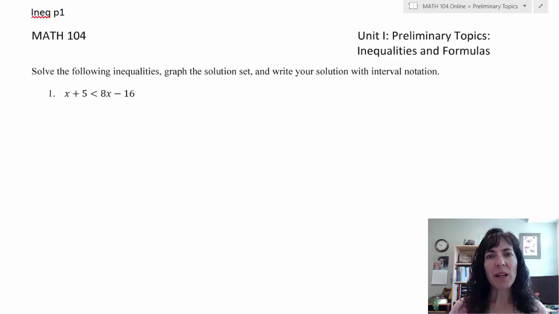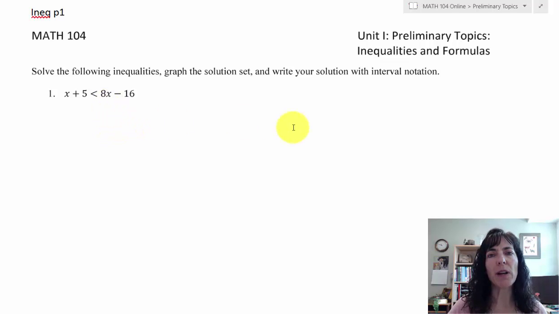We don't always get our inequalities in a form where we can create interval notation and write our set notation. Sometimes they're more in a form like this, where we have some operations going on: addition, subtraction, multiplication. Here's multiply, and you have two variables, one on each side of the inequality.